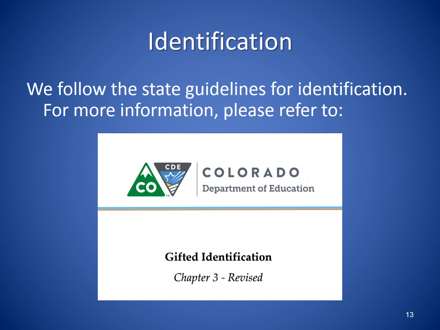Our gifted identification procedure follows the state guidelines outlined in the chapter on identification. The guidelines include a process to create a referral that includes a variety of entry points, steps, and information such as universal screening, MTSS or RTI, test data, performance and observations, checklists, anecdotal records, questionnaires, and interviews.